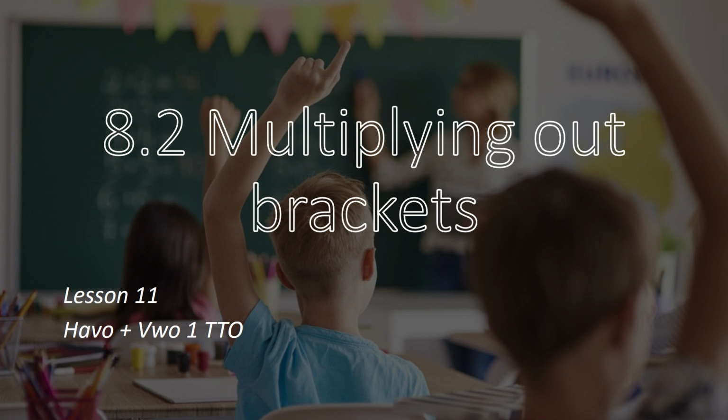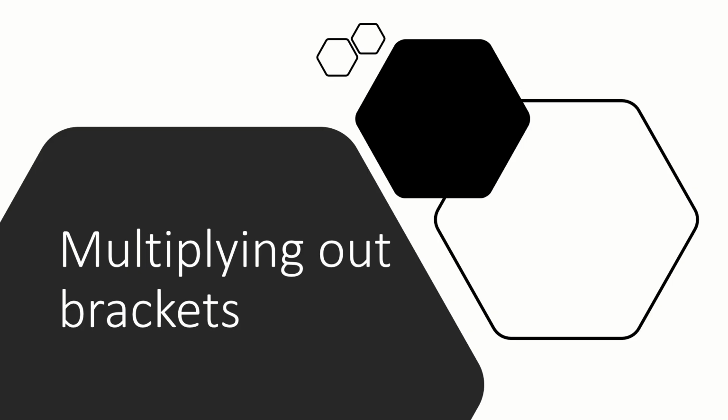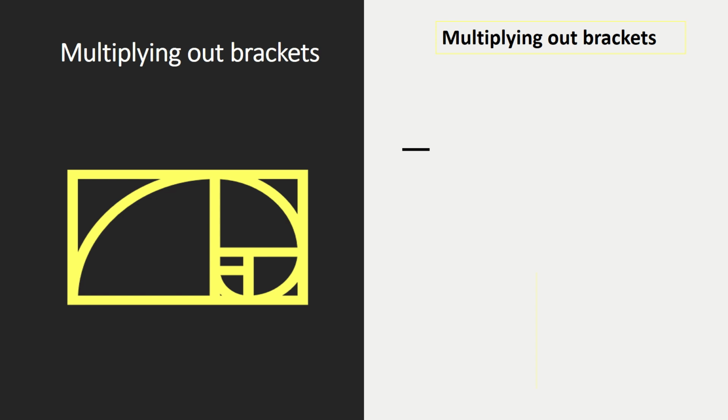Everyone, today we're going to have a look at 8.2, multiplying out brackets. This means that we're going to get rid of all the brackets and I'm going to teach you how to do this. First we're going to look at multiplying out brackets, and afterwards I'm going to show you some examples and I want you to practice together with me as well.